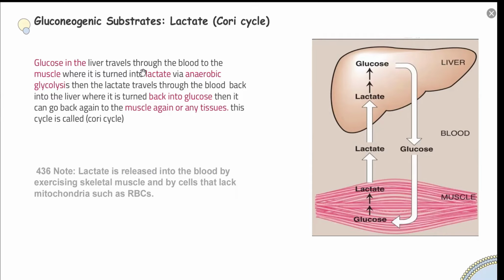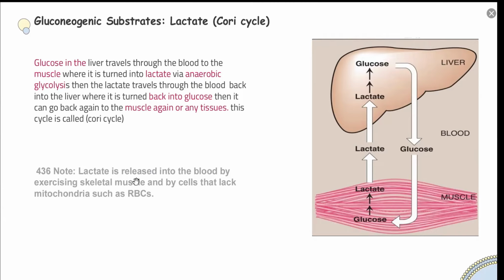Glucose in the liver travels through the blood to the muscles, where it's turned into lactate via anaerobic glycolysis, and then the lactate will travel through the blood back into the liver, where it's turned back into glucose. Then it can go back again to the muscles or any tissue. So this cycle is called the Cori cycle.